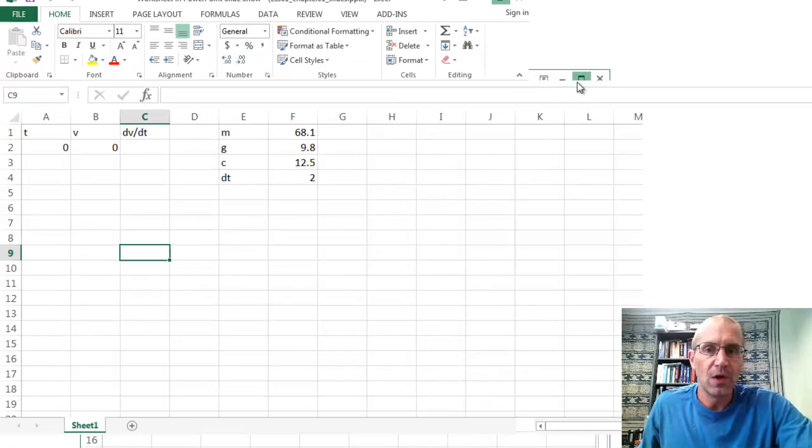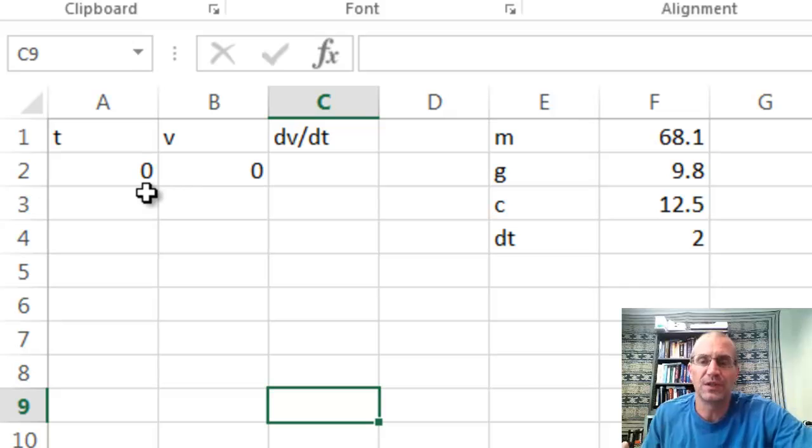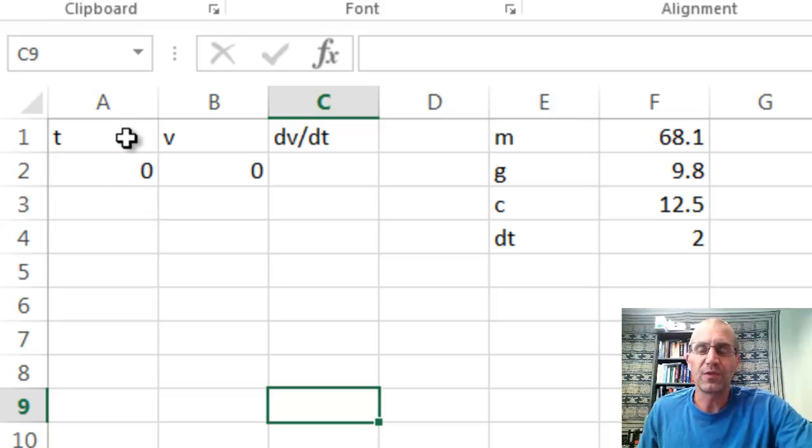All right, so what I've done is I've set up an Excel spreadsheet. I've kind of started it off. And so here on this first column, I have time. And the second column, I have velocity. And I have my initial conditions. I entered 0 in there. And then I entered some parameters over here, and I labeled them to remember.